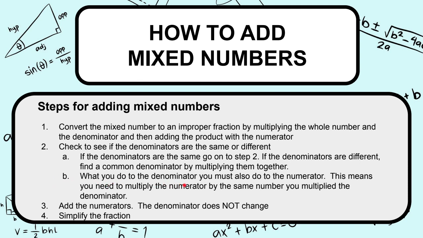What you do to the denominator, you must also do to the numerator. This means you need to multiply the numerator by the same number you multiplied the denominator by. Like I said, I know this might be a lot to try and envision in your head. Stick with me for about 30 more seconds, and then we're going to go on to some examples. After you do that, you are going to add the numerators. The denominator does not change; it remains the same. And then you are going to simplify the fraction. So let's head over and look at a couple of examples so we can put this into practice.